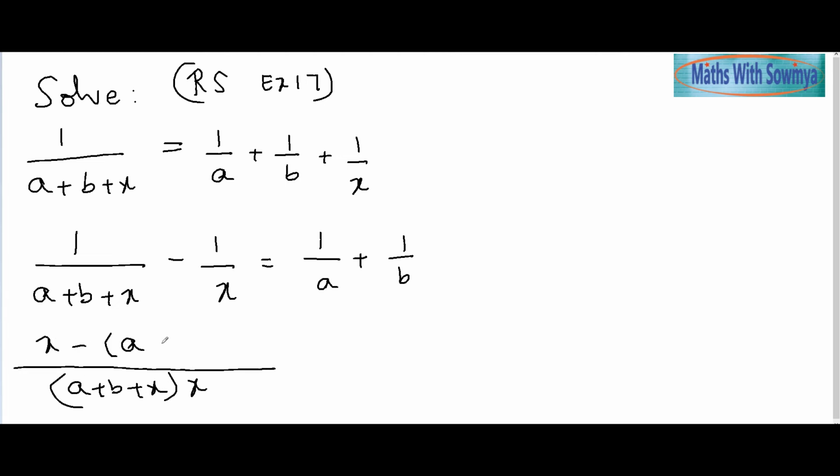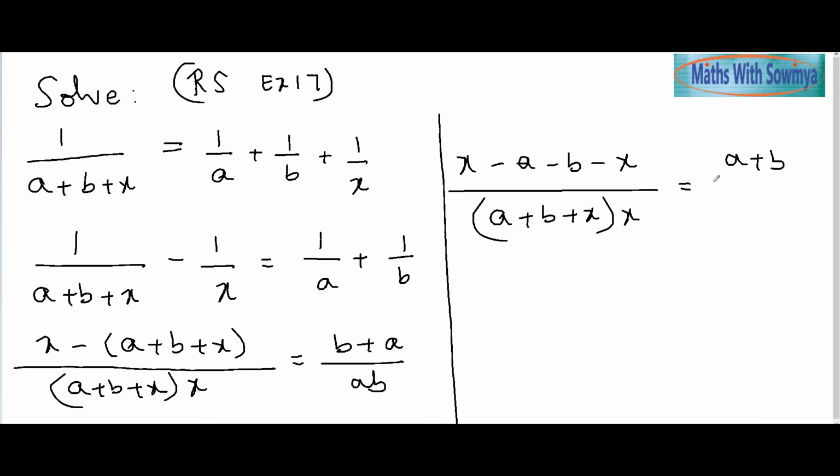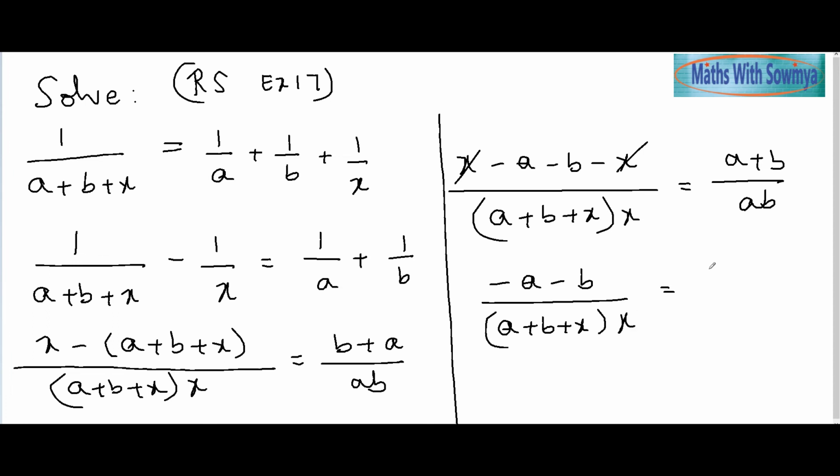x minus of (a plus b plus x). Taking the LCM, this will give you the LCM. Now here x minus a minus b minus x divided by (a plus b plus x) into x. This one we can write as (a plus b) divided by ab. This is minus a minus b divided by (a plus b plus x) into x. This is equal to (a plus b) by ab.